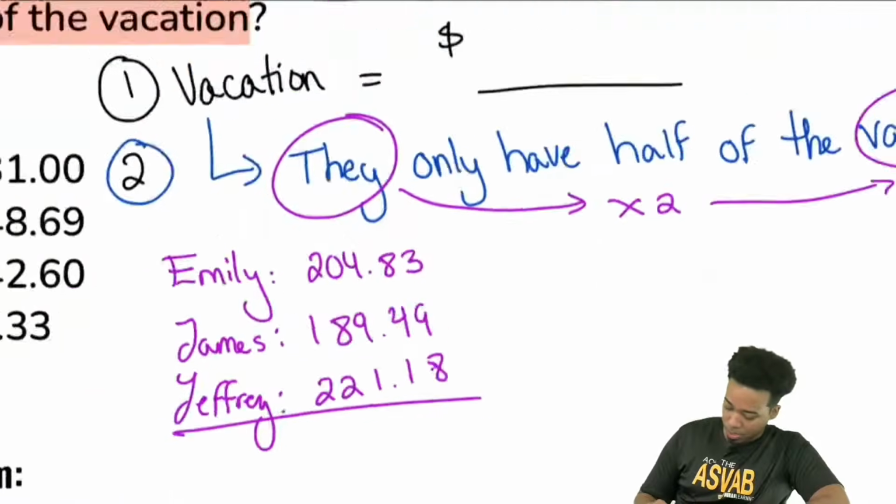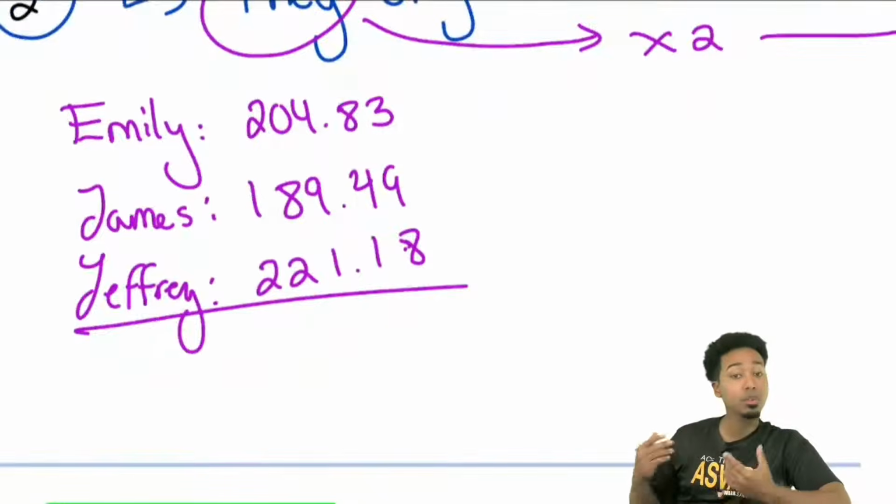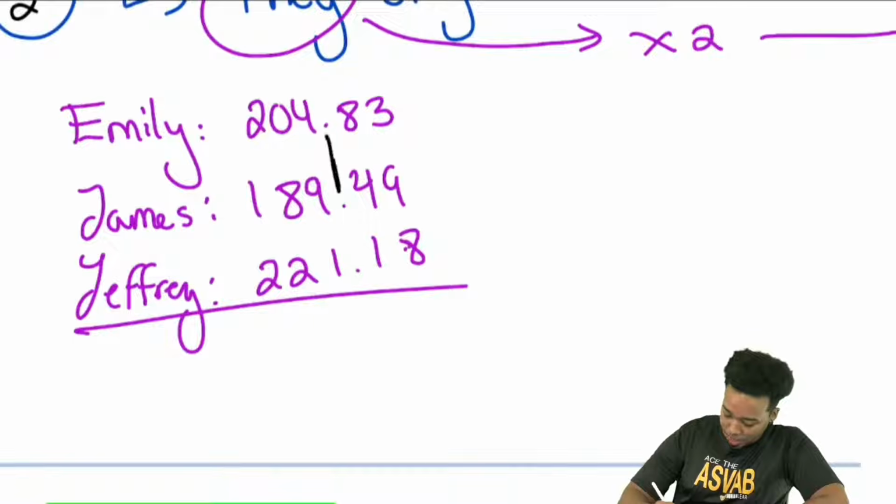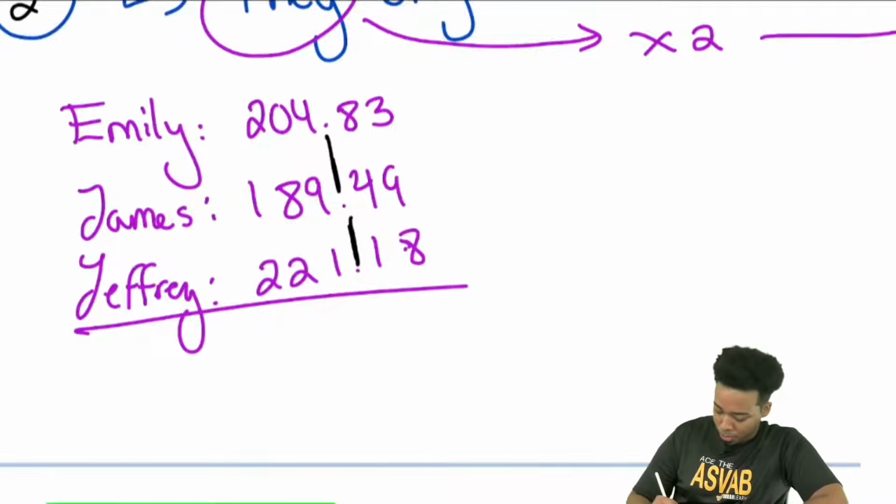And so let's find out what they have together here. This can be done with quick addition, mental math, whichever way you want to employ. I'm going to go through it the regular way. I'm going to line up my decimals, and I'm going to go through it. We're going to say 3 plus 9 plus 8. That's 12, 20 right there.